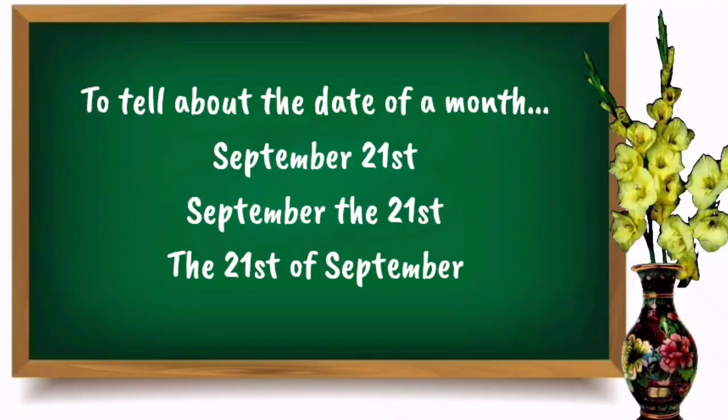So dear students, there are 3 different ways you can tell the date of a month, such as September 21st, September the 21st, and the 21st of September.